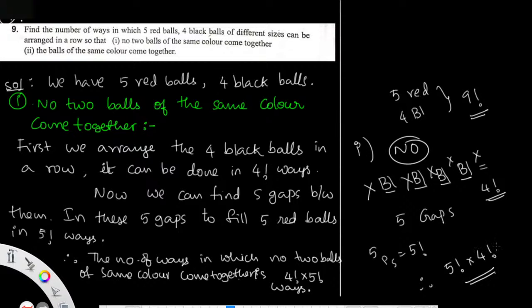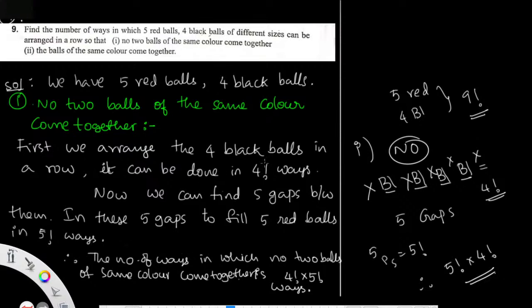What is given in the question? 5 red balls, 4 black balls. How many can we arrange? Total 9 factorial. That is not being asked. The first question is given: no two balls of the same color come together. So never come together means find out by the gap method. Come together means treat as one unit.